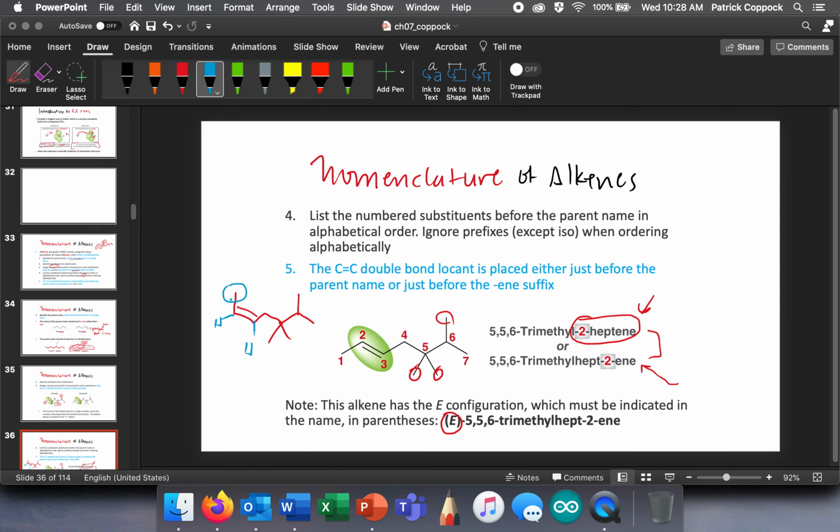So the biggest group on this side is the methyl group. On this side, the biggest group is this other big hairball. So they're on the same side. So this would be zusammen. Now over here, the methyl group and the big hairball are on opposite sides of this double bond. So this would be Entgegen.